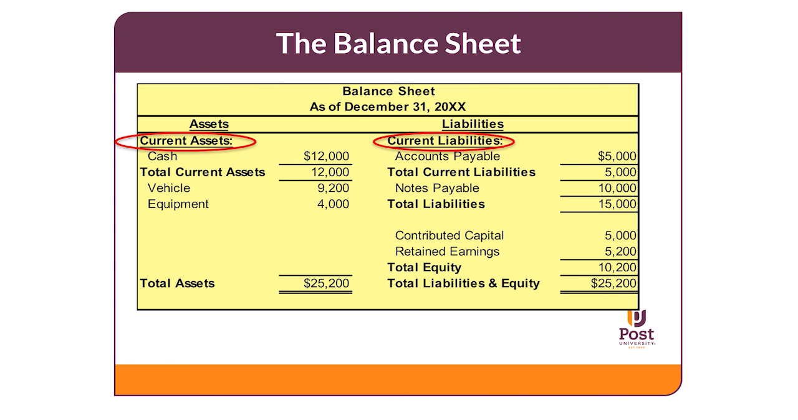Current liabilities are those liabilities that you will pay off within 1 year. Here is an example of a classified balance sheet. Note, current assets are $12,000 and current liabilities are $5,000.